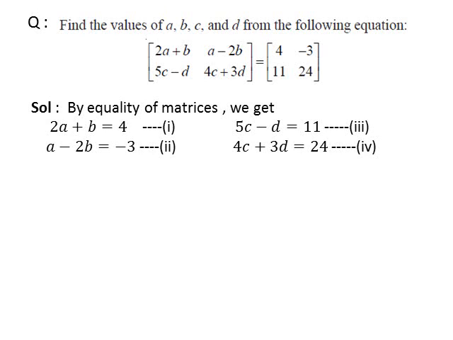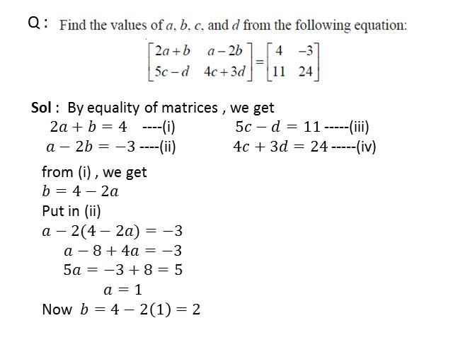Now, for the values of a and b, first we solve equation number 1 and 2. From equation number 1, we get b equals 4 minus 2a. Put the value of b in equation number 2, we get a minus 2 into 4 minus 2a equals minus 3. After simplification, we get a equals 1. Now, substitute the value of a equals 1 in b equals 4 minus 2a. We get b equals 2.